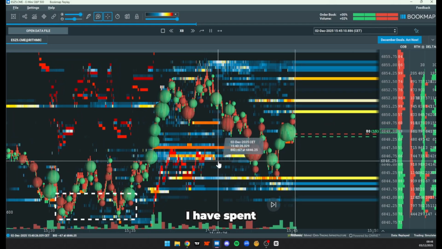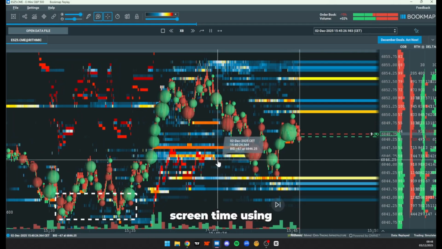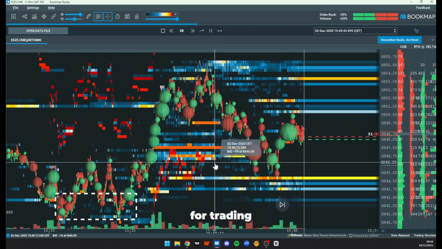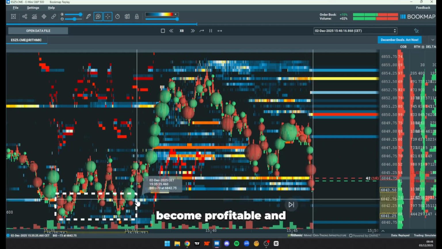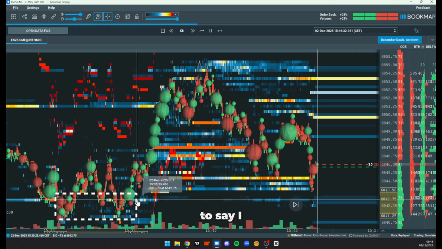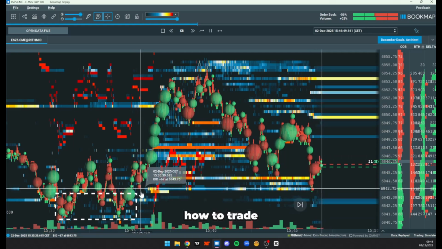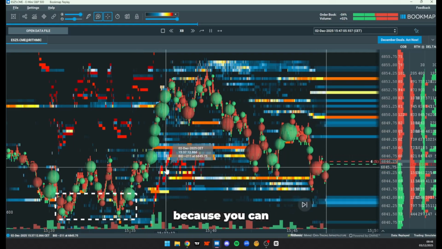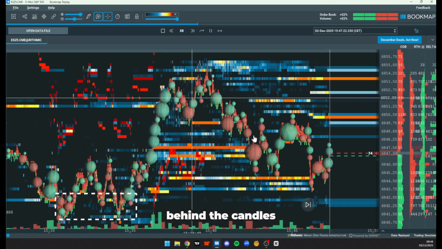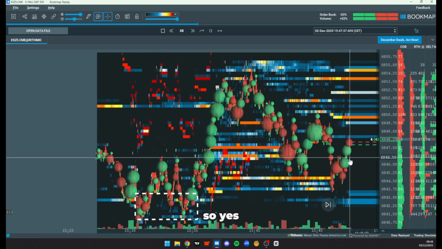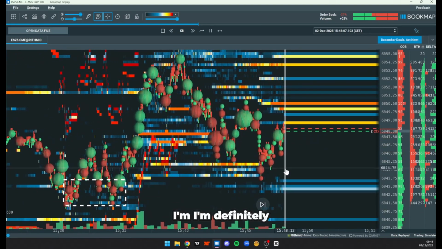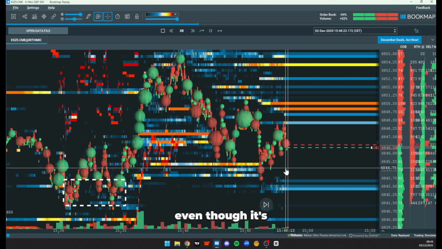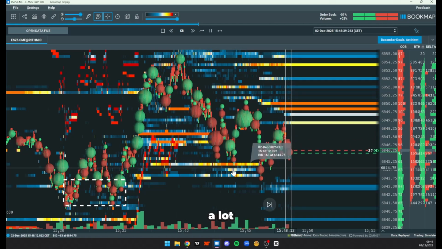I have spent a lot of screen time using Bookmap for trading, and it has helped me a lot become profitable and stay profitable. And I have to say, I wouldn't know how to trade without it now, to be honest, because you can really see what's behind the candles, behind the market. So yeah, it's a great tool. But by all means, I'm definitely no master yet at it, even though it's helping me a lot.